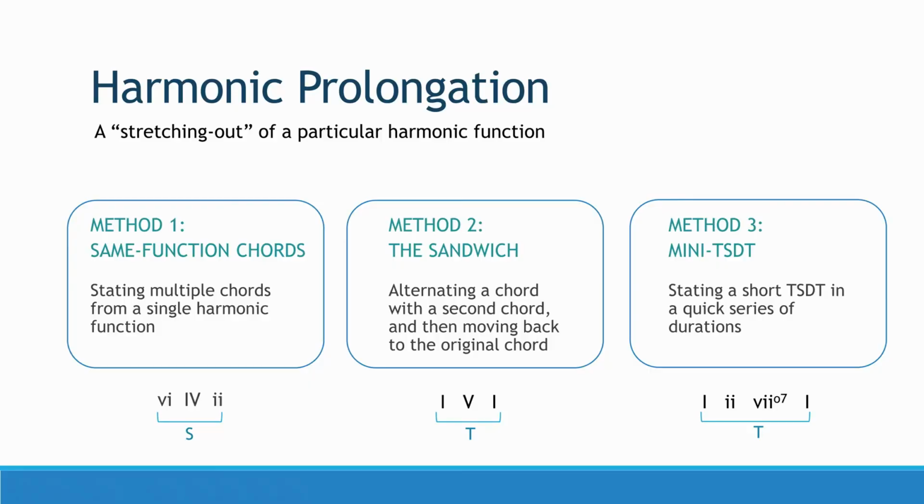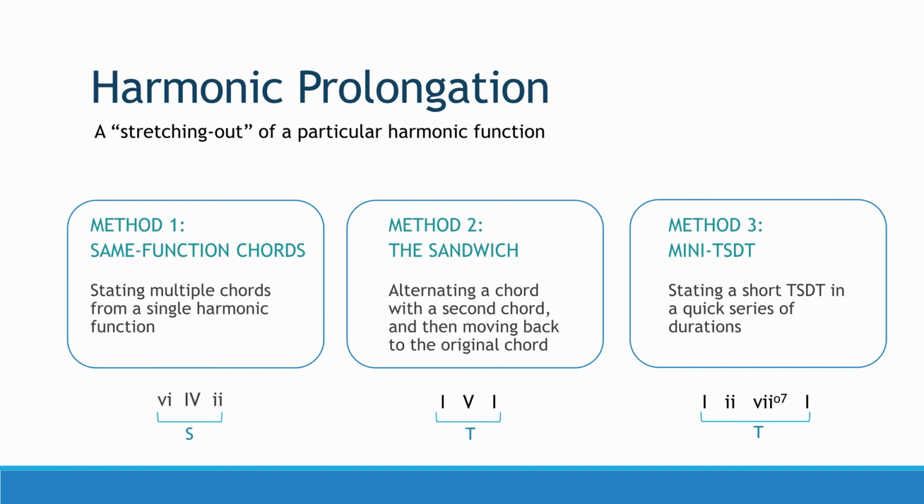As long as we're coming back to our original chord, we're going to hear that frame as essentially the stronger function. Our third method is actually a little less common, and I'm going to call this one mini TSDT. So this is the idea that you use chords that belong to a TSDT progression, but you're using them over a very short duration of time. For example, I've got a 1, which is tonic, 2, subdominant, 7, dominant, and then back to 1, tonic. So that creates my TSDT ordering.